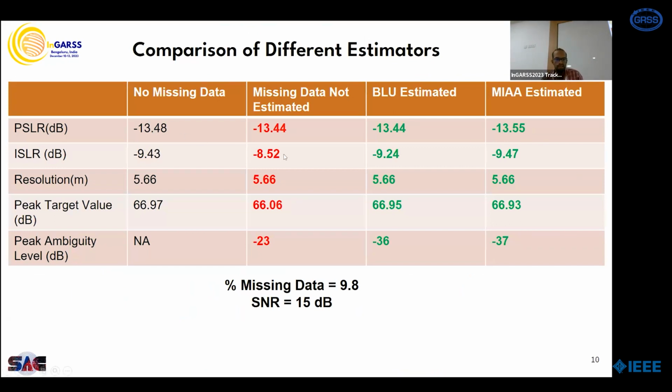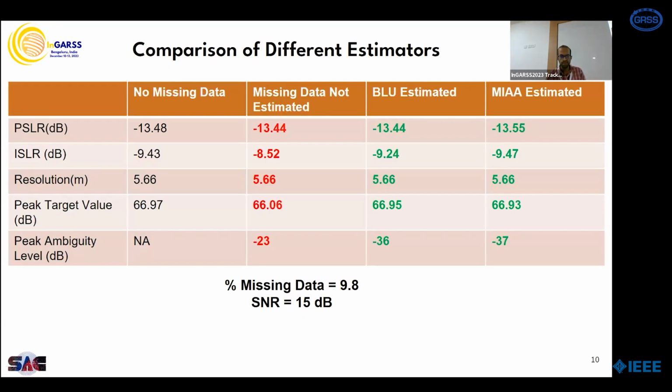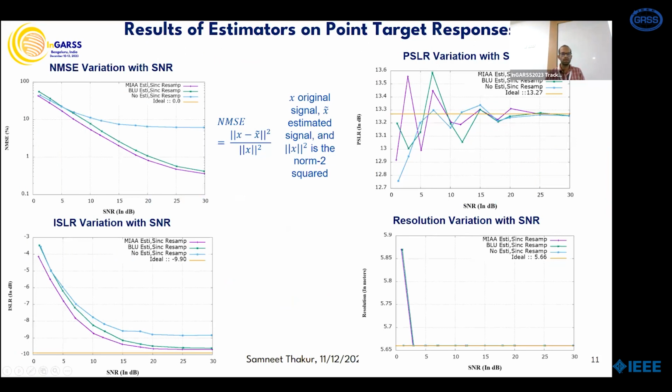You can see that PSLR has improved, and the ISLR is significantly improved as compared to PSLR, and the resolution and the peak ambiguity levels have also improved by almost 13 to 14 dB. So for this simulation, the percentage of missing data was around 9.8 and SNR was 15 dB.